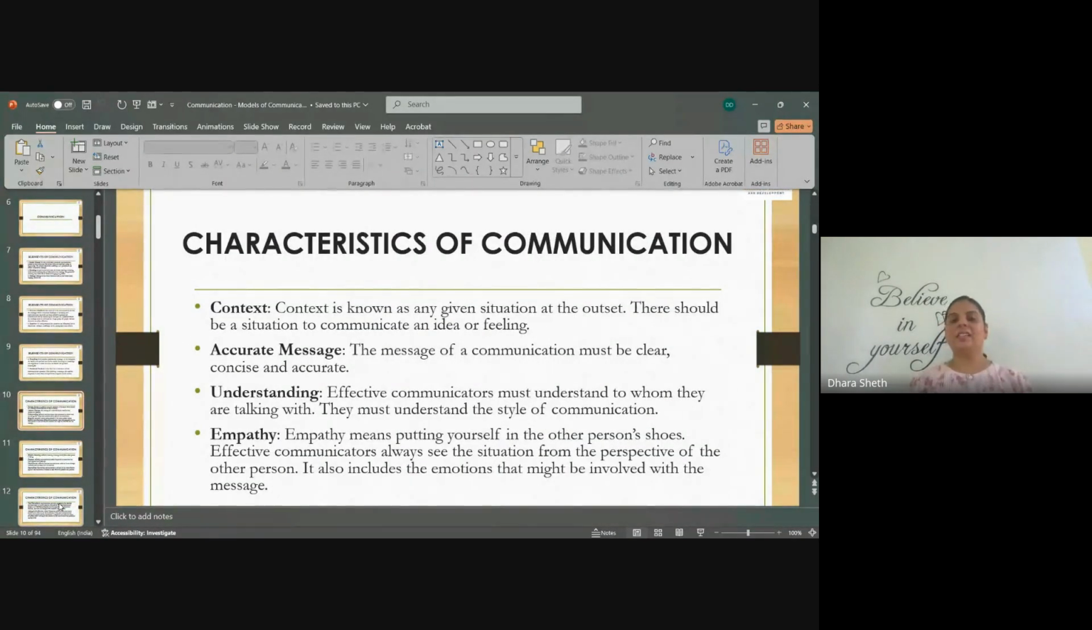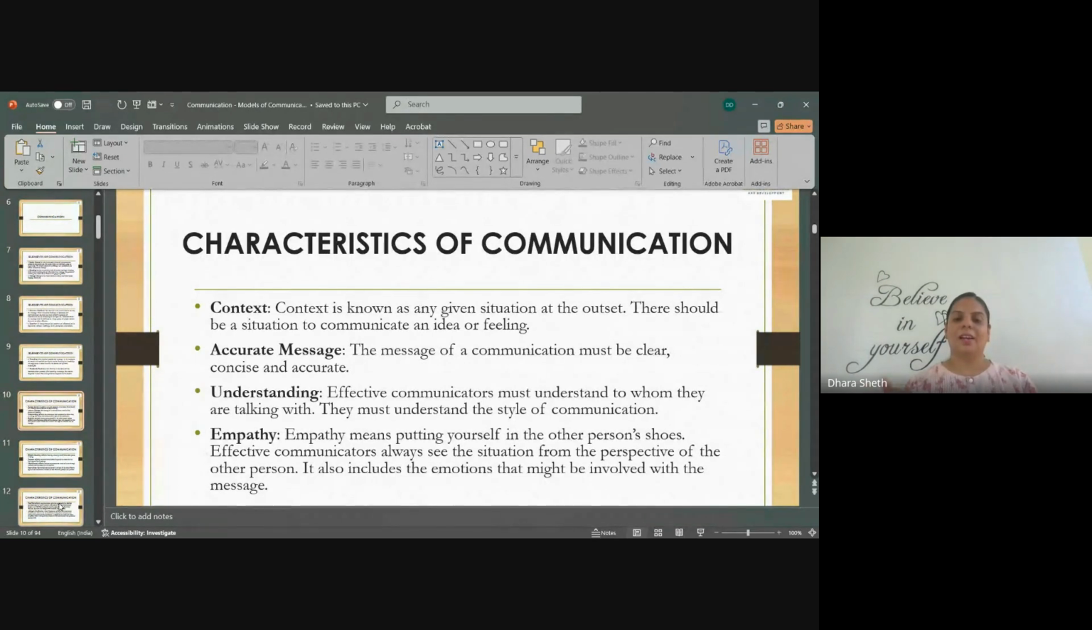Now, what are the characteristics of communication? Context. Context is, in the starting when I told you that today we are going to talk about communication as a subject, these are the topics that we will cover. I gave you a context. Okay? Accurate message. The message sent has to be clear, short, and accurate. It should not be confusing.